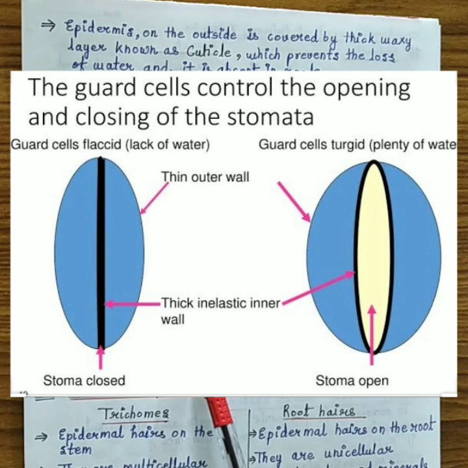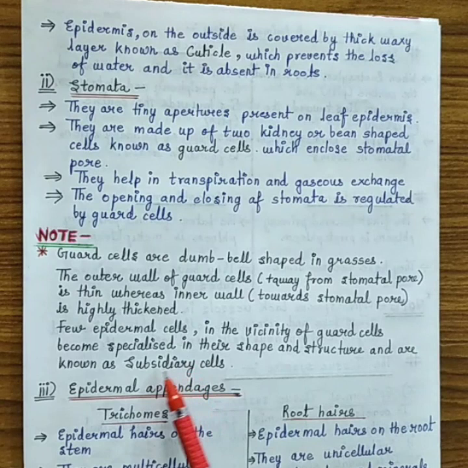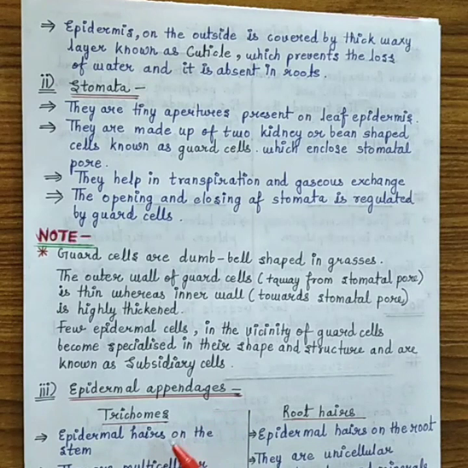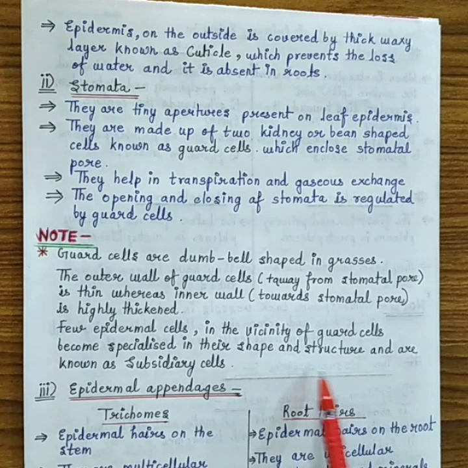Now, few epidermal cells which are in proximity or in vicinity of guard cells, means guard cells ke around jo thode bahut epidermal cells hote hain, wo specialize ho jate hain apne shape or structure mein, and they are known as subsidiary cells. Very important, abhi tak, till class 10th, we have studied that there are guard cells, there are epidermal cells. We haven't studied ki guard cell ke around, uske aas paas, jo bhi epidermal cells hote hain, wo specialize ho jate hain in their shape and structure, and they are known as subsidiary cells.